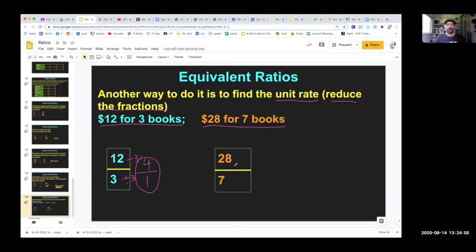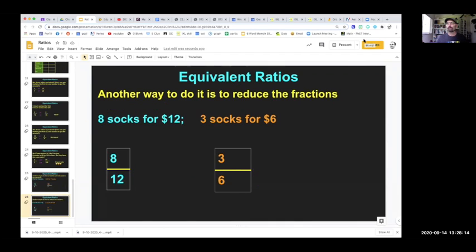Let's see if we can find the unit rate for this one too. The biggest number that fits into 28 and 7, in this case, is 7. So 7 divided by 7 is 1, 28 divided by 7 is 4, and you have 4 over 1. And look, 4 over 1, 4 over 1. So yes, these are equal. Got it? Cool.